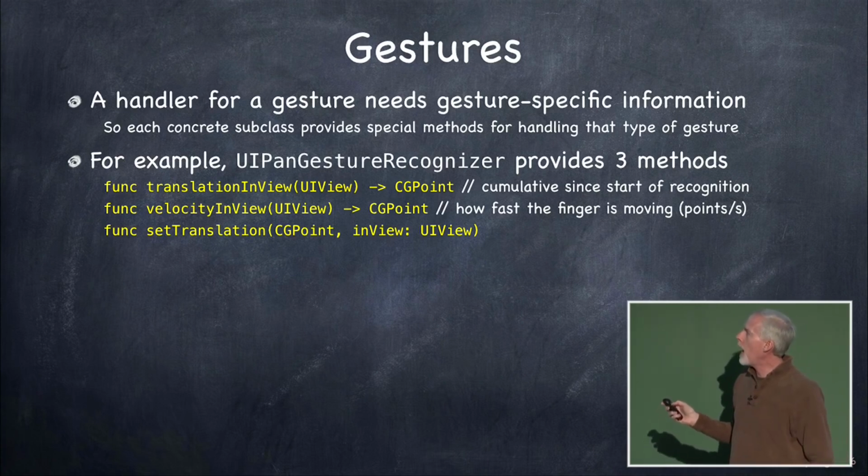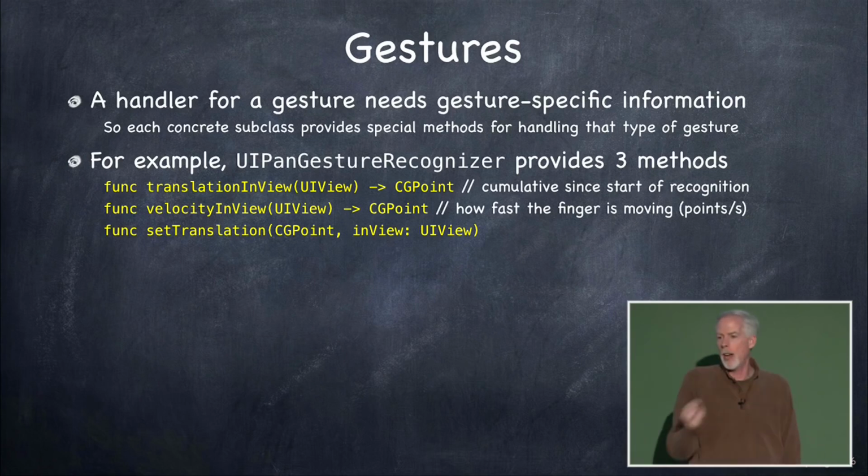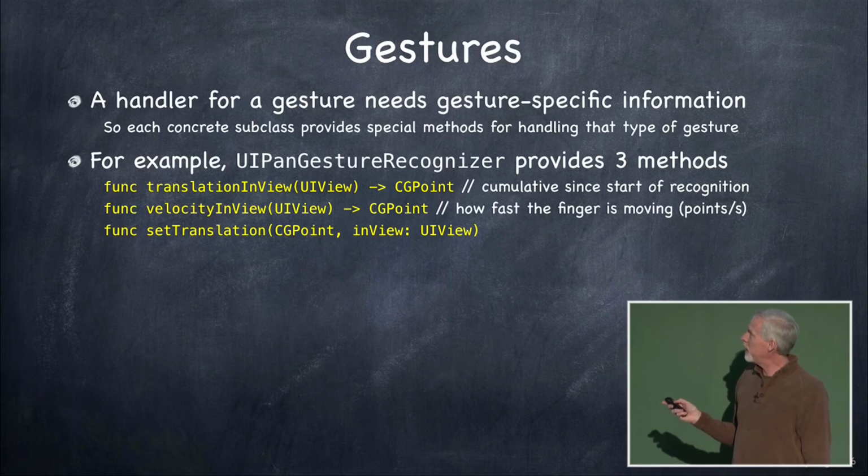It even has velocity in view, where it'll tell you how fast the pan is happening. If you're ripping it around versus going really slow, like if you had a drawing app, when you're going really slow, you might be drawing really carefully, and if you're zipping it around, you're making big arcs or something, who knows. And it even has set translation, which is setting this. Why would you ever want to set this?